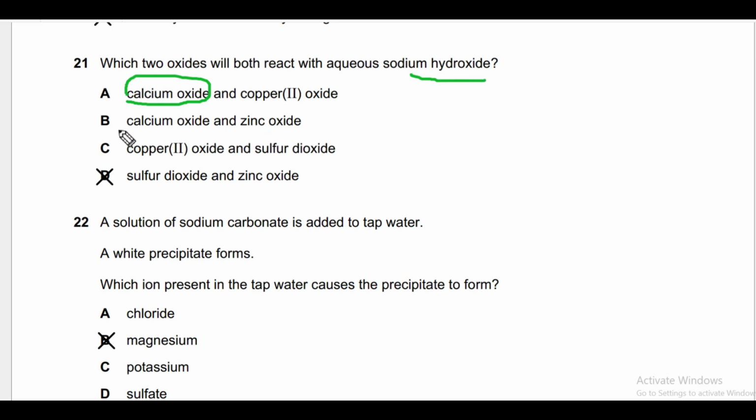And calcium oxide, metal oxide, basic oxide; copper(II) oxide is also a basic oxide. So this is the right answer.